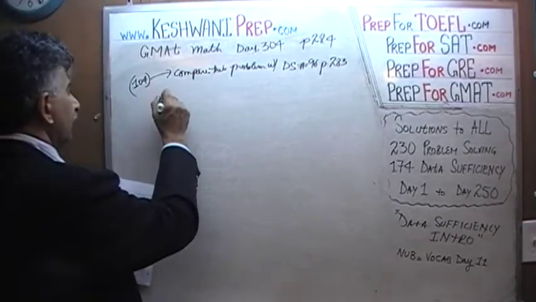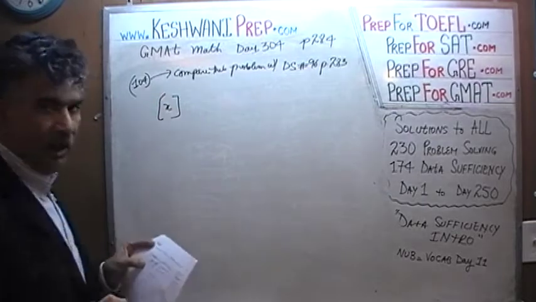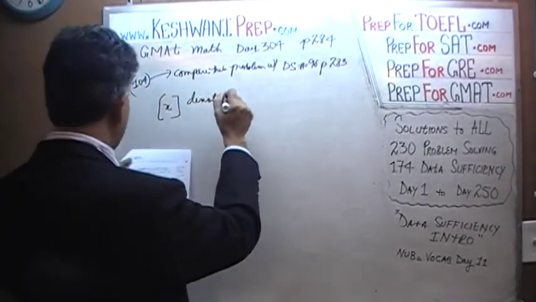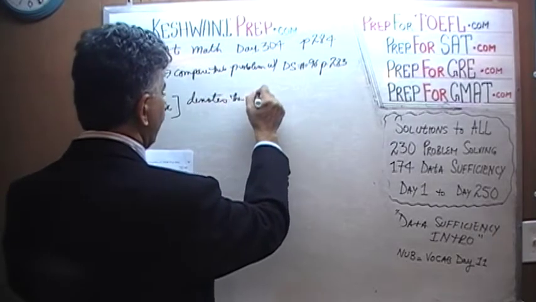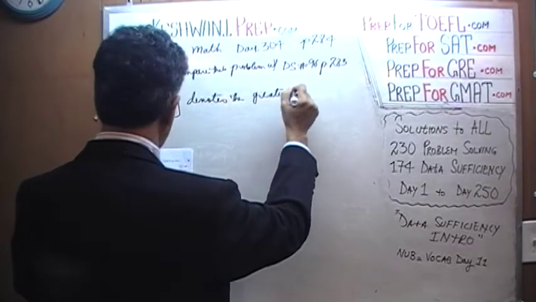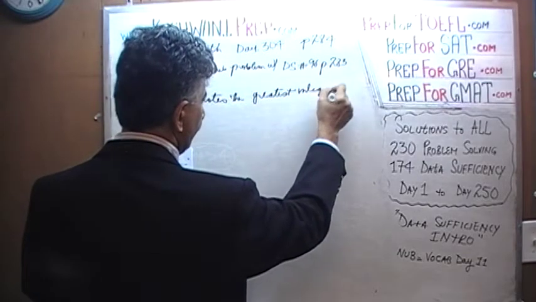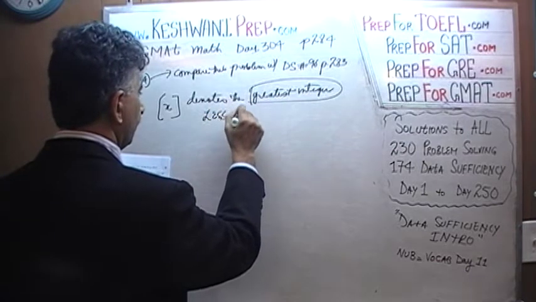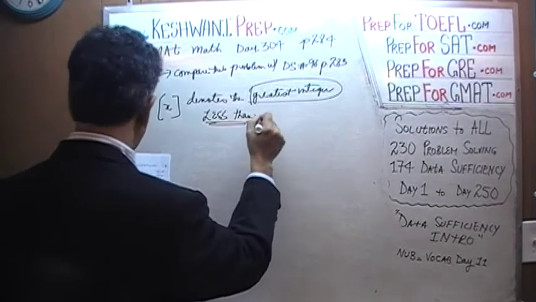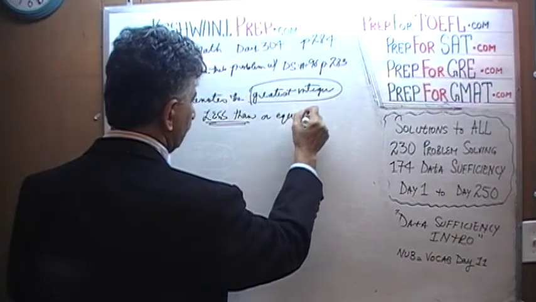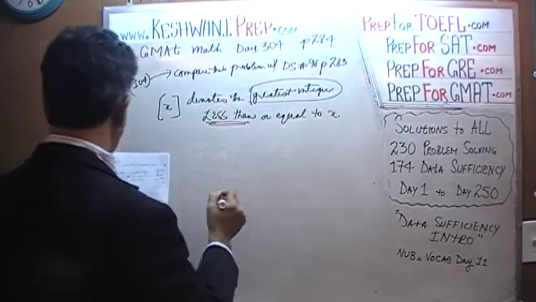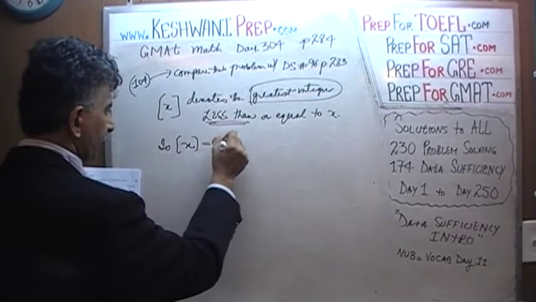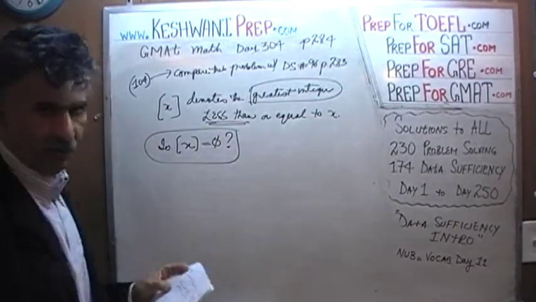Here's what it says. It says that if we see a number in the box like that, it denotes the greatest integer that happens to be less than or equal to x. And the question simply is: is this number in the box equal to 0? That's a very simple, very straightforward question. Is this quantity equal to 0?